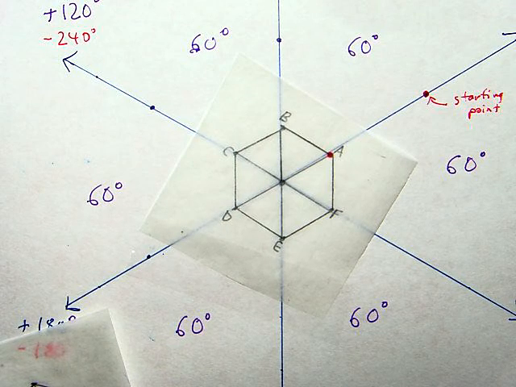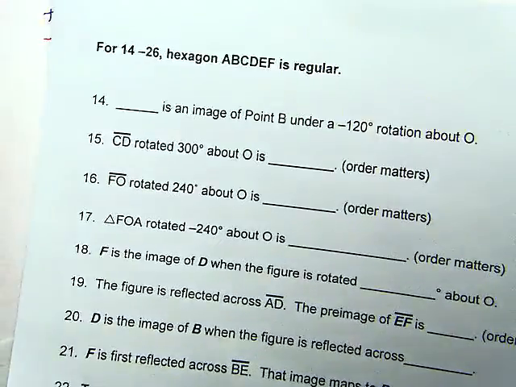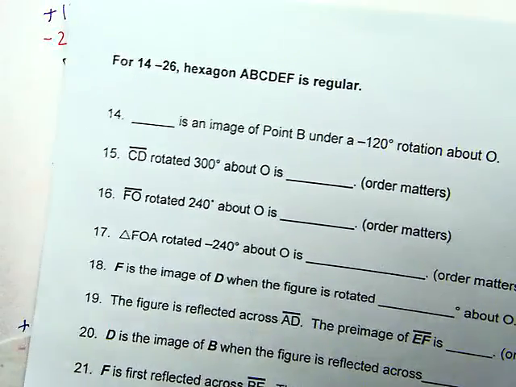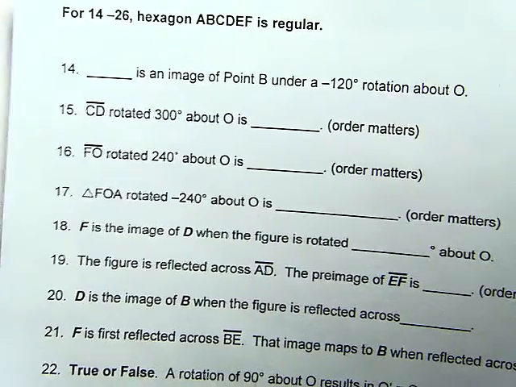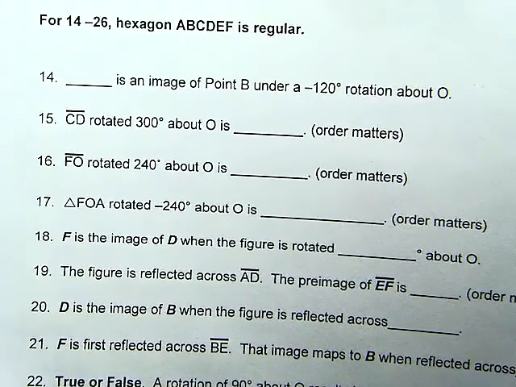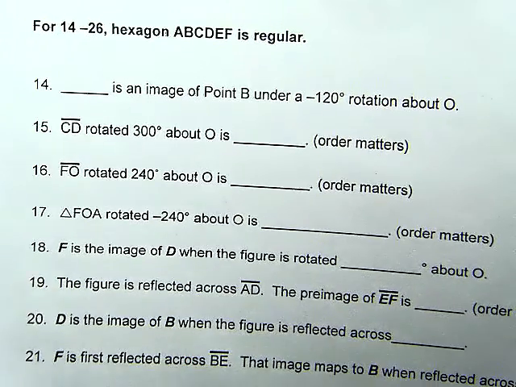So we're going to move on to problems 14 through 26. We'll start with problem 15. We'll come back to 14 later. 15 says that line segment CD is rotated 300 degrees about O. So O is the center point.